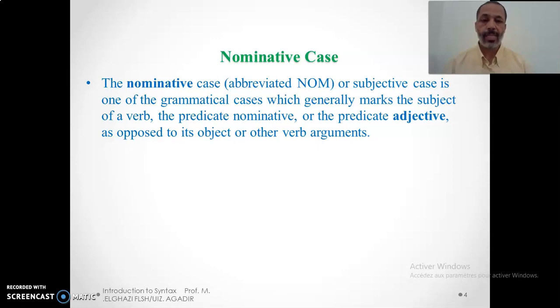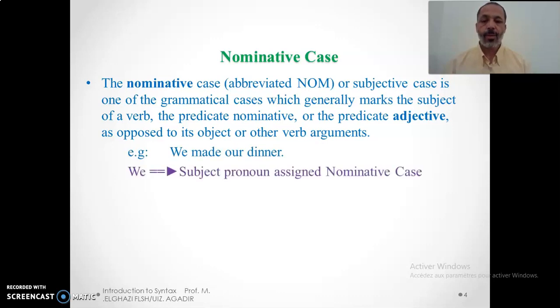So the nominative case is always assigned to the subject or to the predicate nominative or predicate adjective. I give an example of predicate nominative. When you say John is a doctor, a doctor here is a predicate nominative. When you say John is intelligent, intelligent here is a predicate adjective.